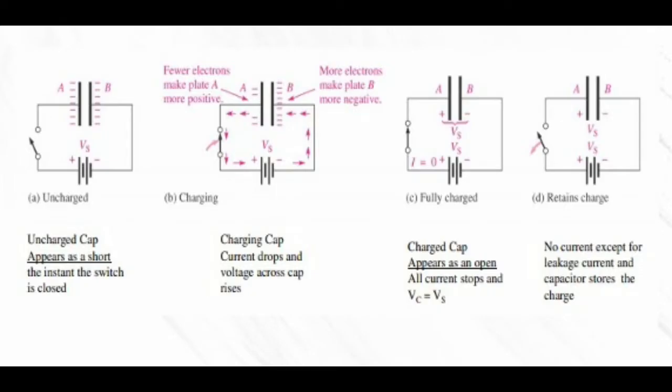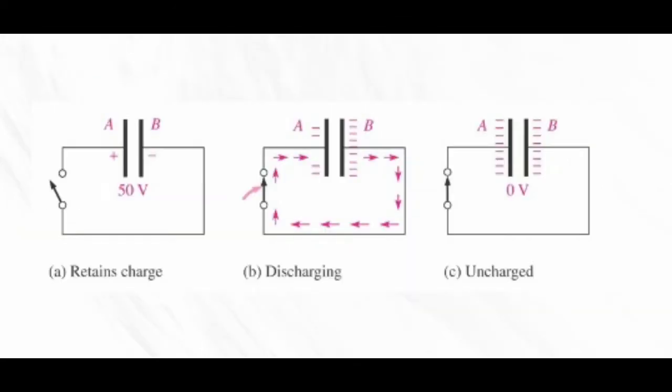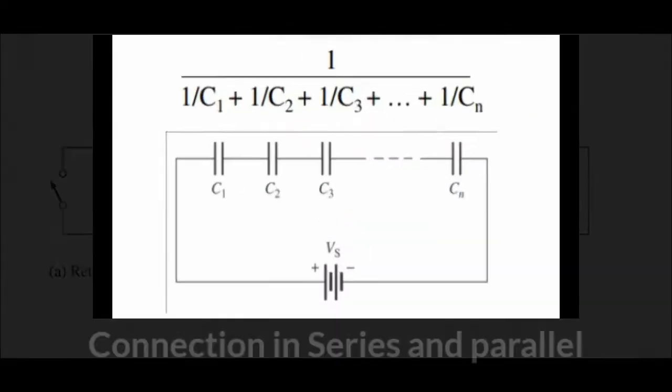I have spoken about this diagram. In this diagram you see, once the capacitor is fully charged, the voltage across the capacitor is equivalent to the voltage across the battery. When a capacitor is discharging, it discharges completely, and it comes to the state from where it had started. So as of now, the voltage becomes 0 volt.